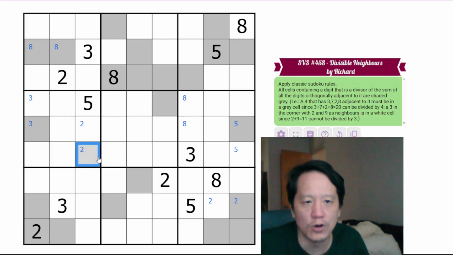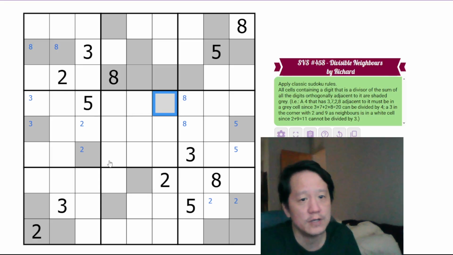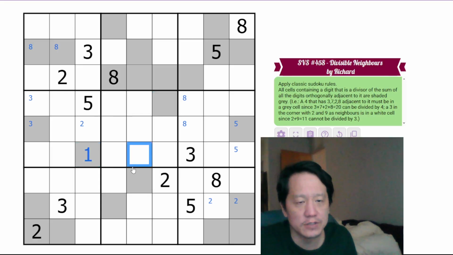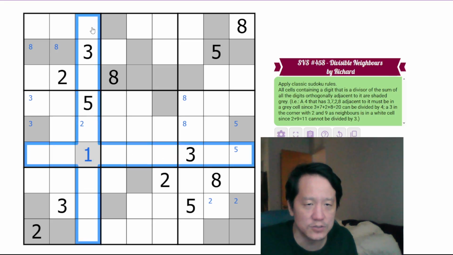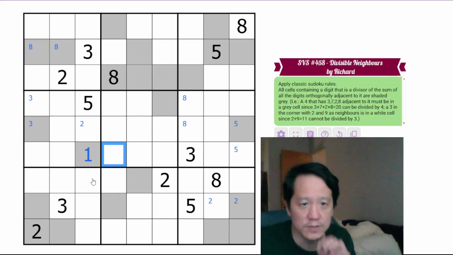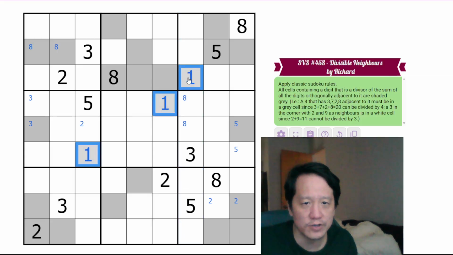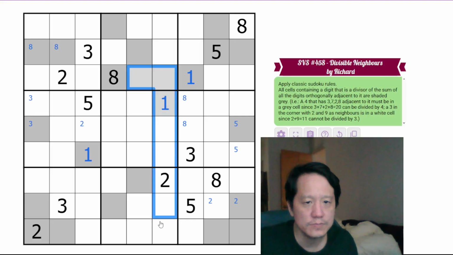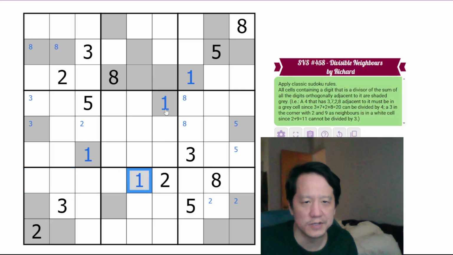So every row or column that only has one gray digit must have a 1. So this must be 1 because of the gray digit there. 1 always divides into the sum of its neighbors that share an edge with it. So this is 1. This has to be 1 here. Column 7 only has one gray cell, so that's 1. Row 7 only has one gray digit, so that's 1.